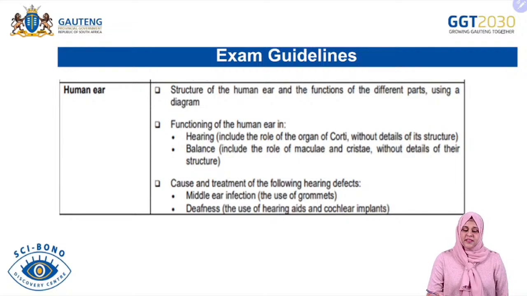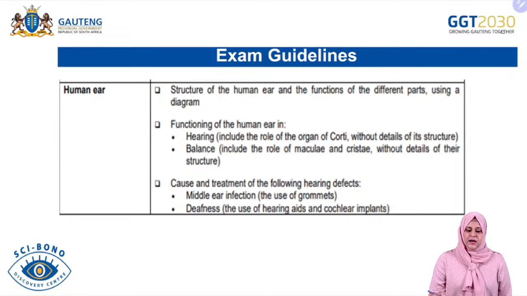Right, the structure of the ear. Firstly, the ear is made up of three regions. We have the outer ear, the middle ear, and the inner ear. Right, let's look at each part. The outer ear.